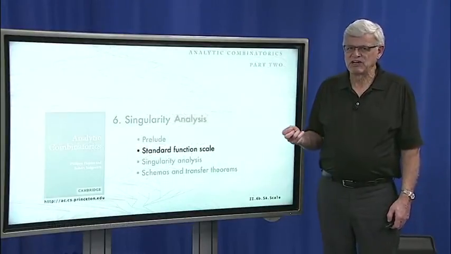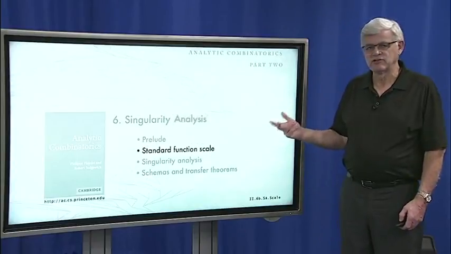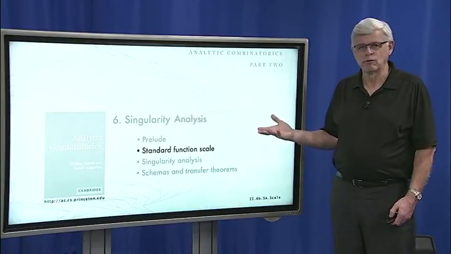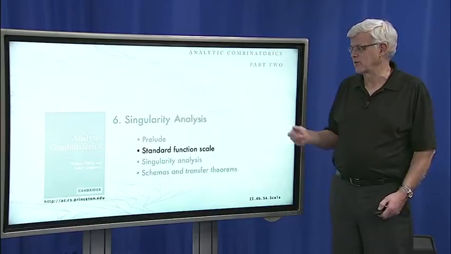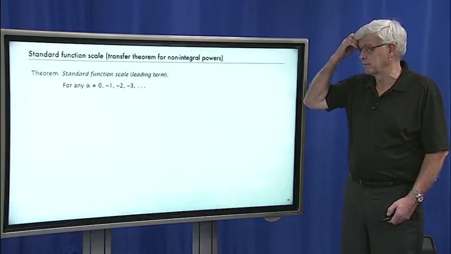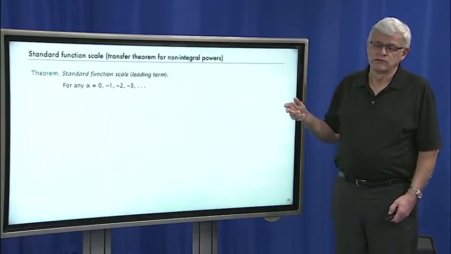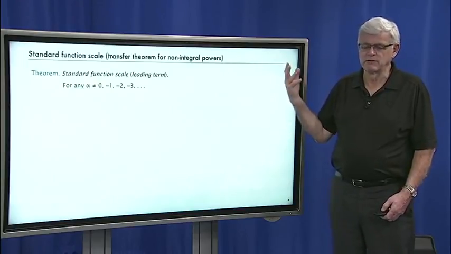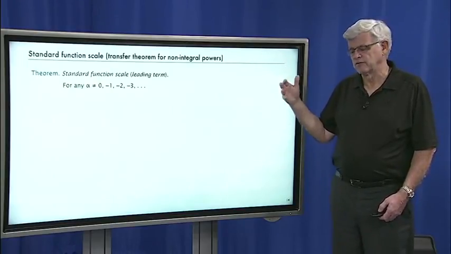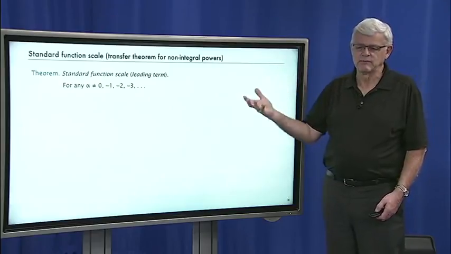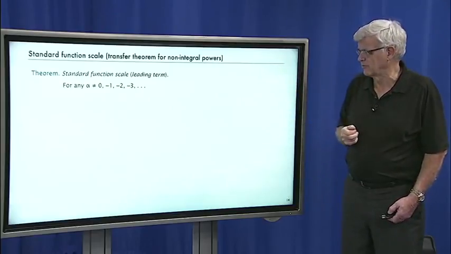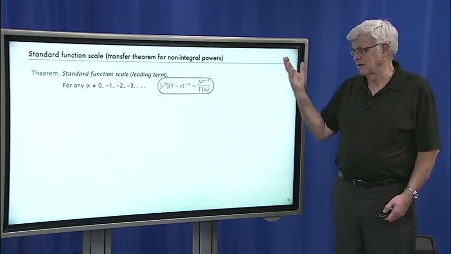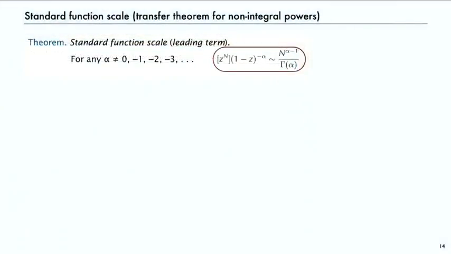So that Hankel representation of the gamma function leads us to our starting point, which is asymptotics on what's called the standard function scale. And we'll just do the leading term throughout most of this lecture the way we've been doing, but all of these theorems can be taken to any asymptotic precision. And so it's a very simple theorem that is actually useful to apply in lots of instances.